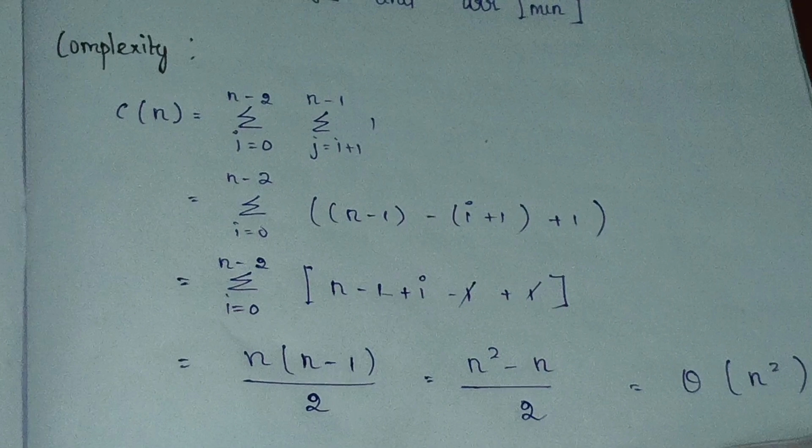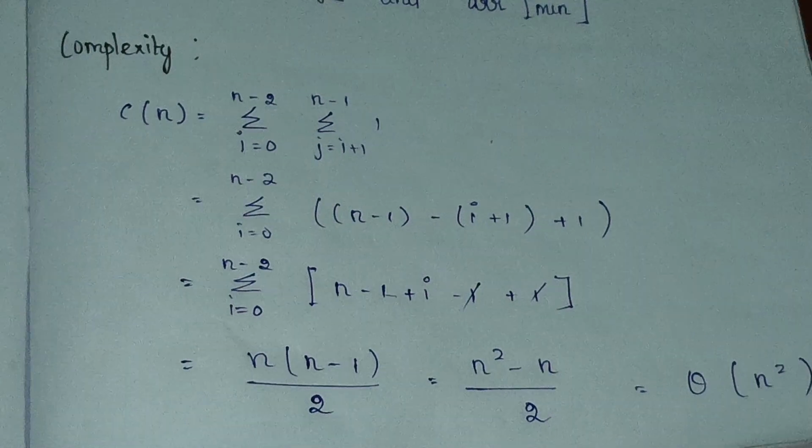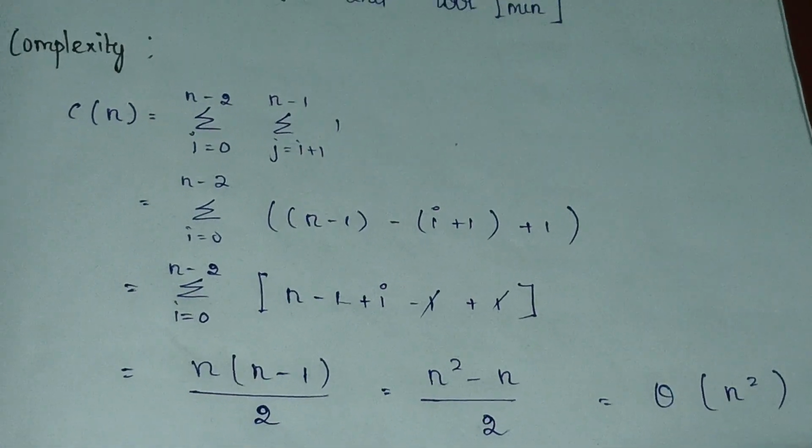After calculating all this, we get n times n minus 1 by 2. Multiplying the n inside the bracket, we get n square minus n by 2, and the time complexity will be theta of n square. This is because we just take the greatest degree out of our given equation. So the time complexity will be theta of n square.